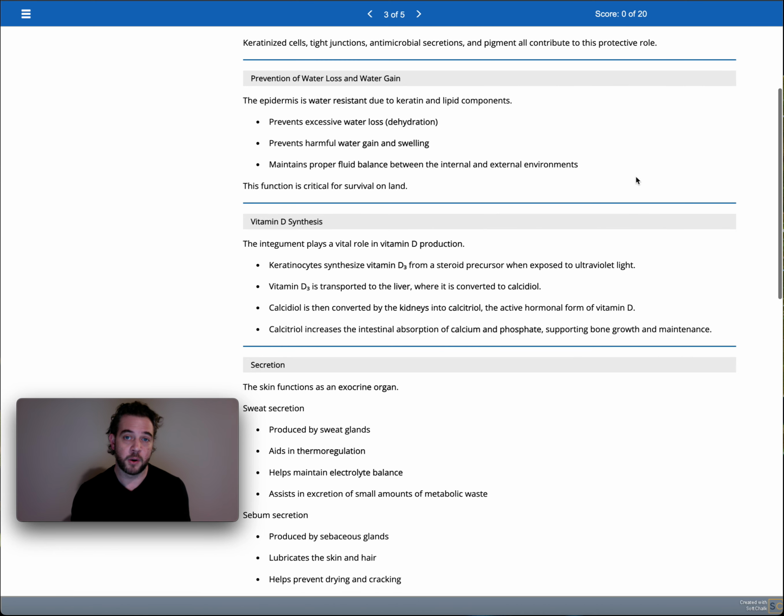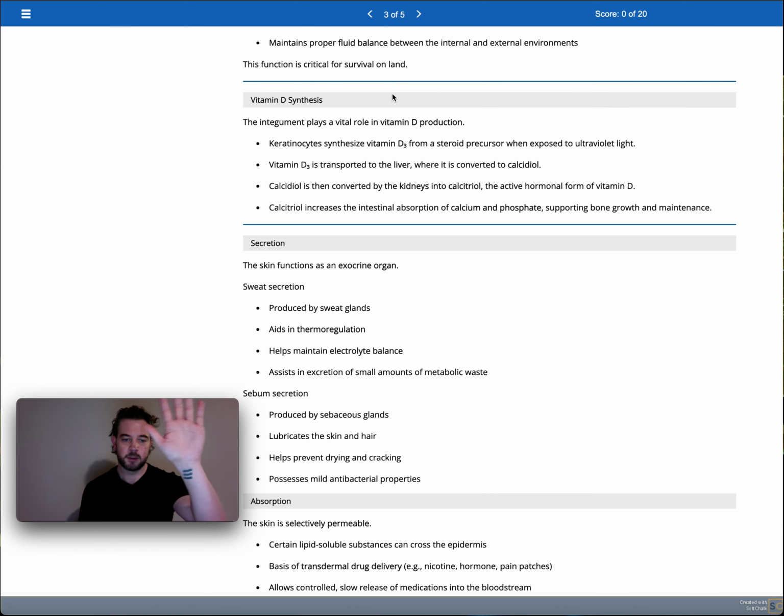Once you have vitamin D, so it starts with sunlight. Here we go. Starts with sunlight, shining down. There we go. Sunlight is going to stimulate the production of vitamin D. Vitamin D is going to get transferred to your kidneys. I'm sorry, to your liver, where vitamin D is converted into this molecule called calcidiol. Calcidiol gets taken to the kidneys, where it gets turned into calcitriol. And calcitriol is a hormone that's going to help to increase your calcium absorption.